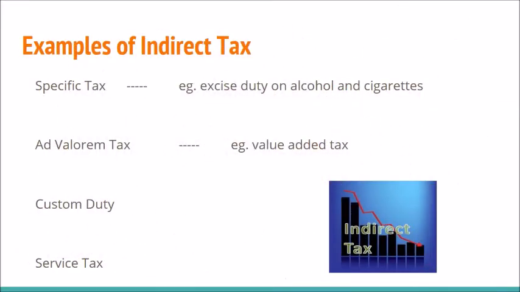There are several examples of indirect taxes, like specific taxes, ad valorem taxes, custom duty, and even service taxes. Ad valorem taxes refers to taxes whose amount is based on the value of a transaction or of property. It is typically imposed at the time of a transaction. Meanwhile, custom duty refers to the tax on the importation, usually, or exportation, unusually, of goods.